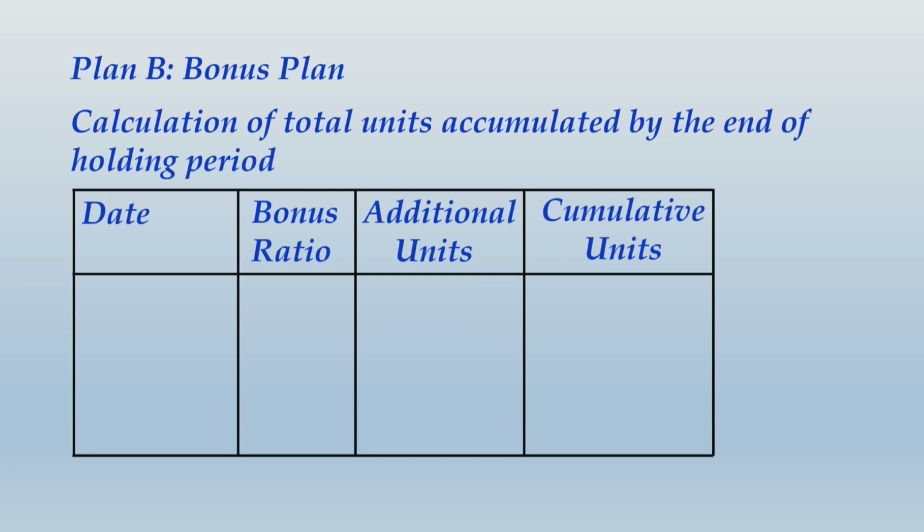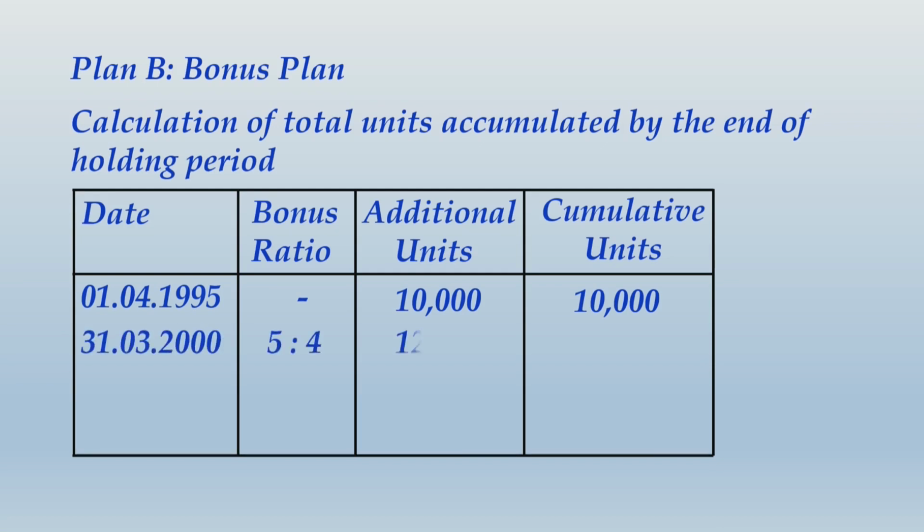So here there is nothing like dividend reinvestment. Whatever be the bonus ratio informed, accordingly the units will arise. So originally on 1495 the units freshly purchased on the new fund offer were 10,000 units which were added into your stock, and now the first time bonus was declared on 31st March 2000, and on that date the bonus ratio was 5:4.